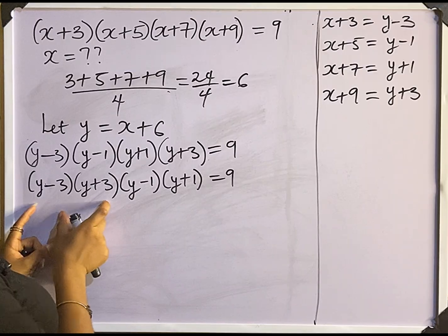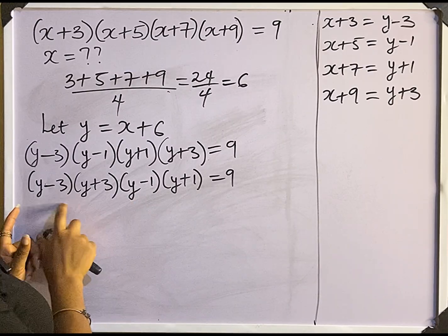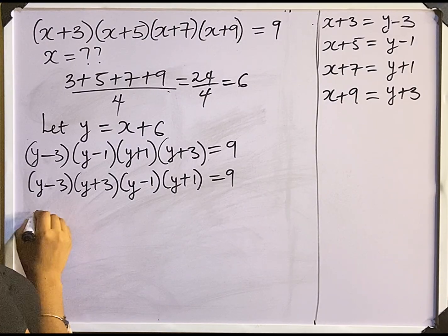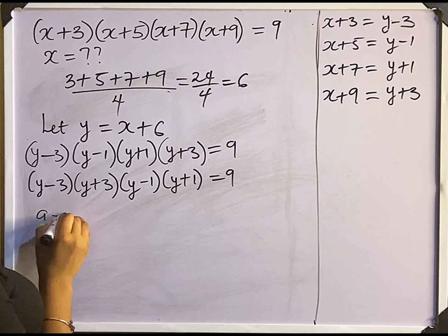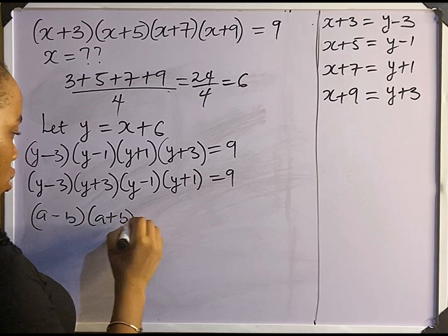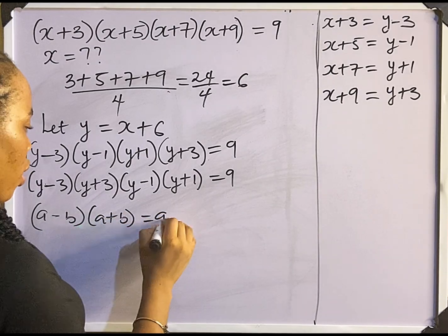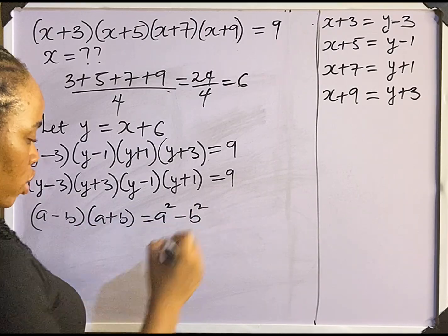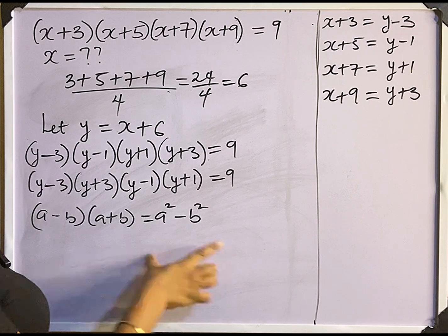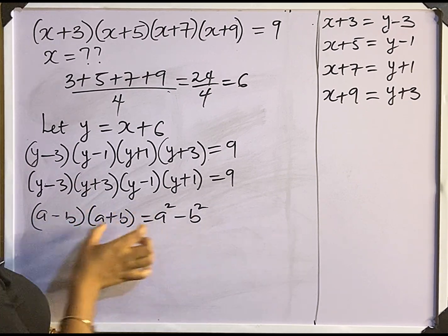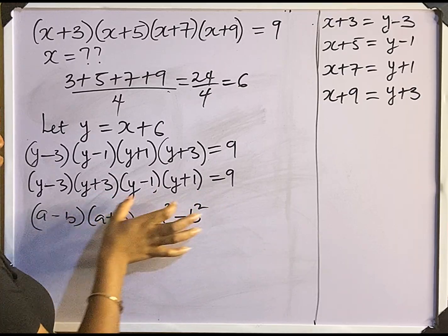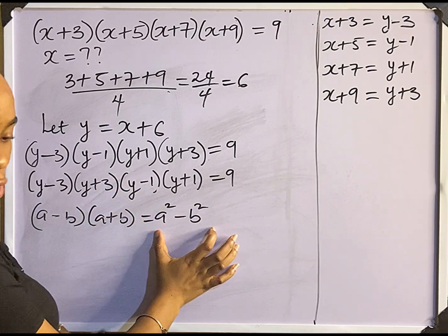Now, if you look at this and this, you see that we have what we call difference of two squares. Now, recall we have a minus b, a plus b is equal to a squared minus b squared. This is what we call difference of two squares. So now looking at this, you can see that this is in this form, and this also is in this form. So we are going to put this in this form.